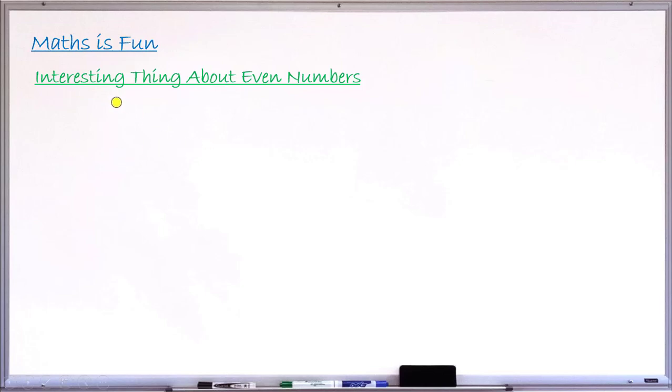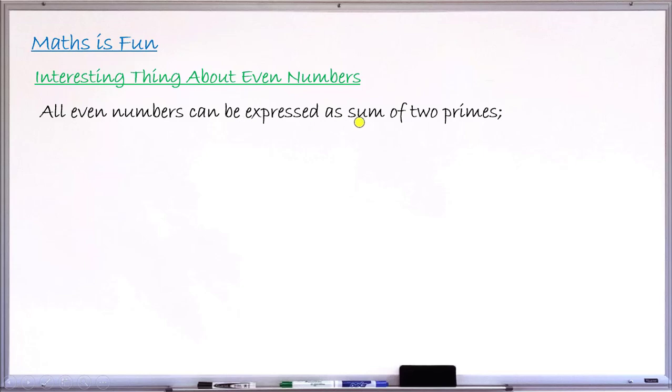Let me just move quickly to the last segment, where I will explain the interesting thing between even and prime numbers. All even numbers can be expressed as a sum of two prime numbers. That is, you can have an even number by simply adding suitable two prime numbers.